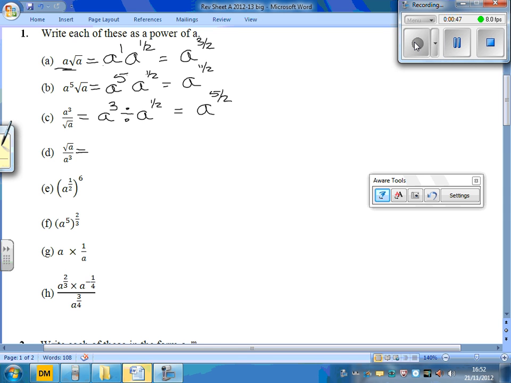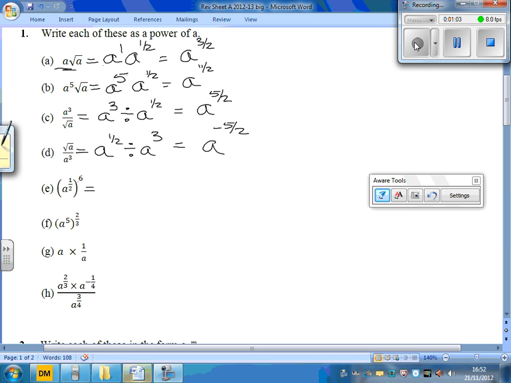Same idea here, but the other way around. A to the power of a half for the square root, a to the power of 3 on the bottom, and we're taking away. So a half take away 3 is minus 2 1/2, or minus 5 over 2.